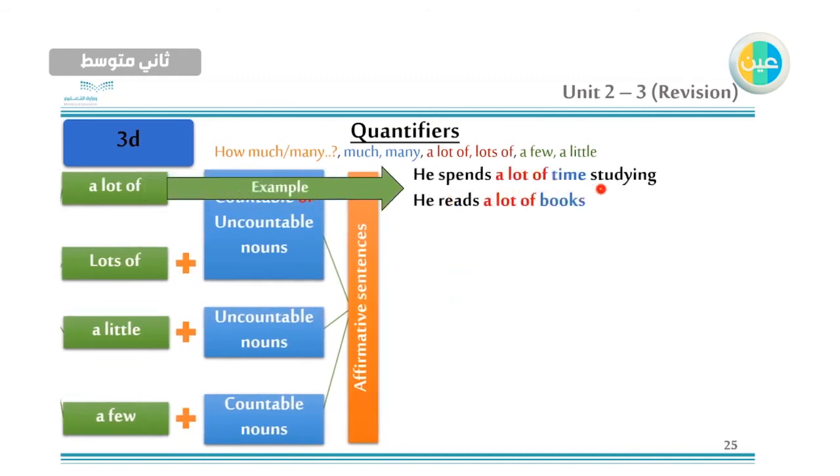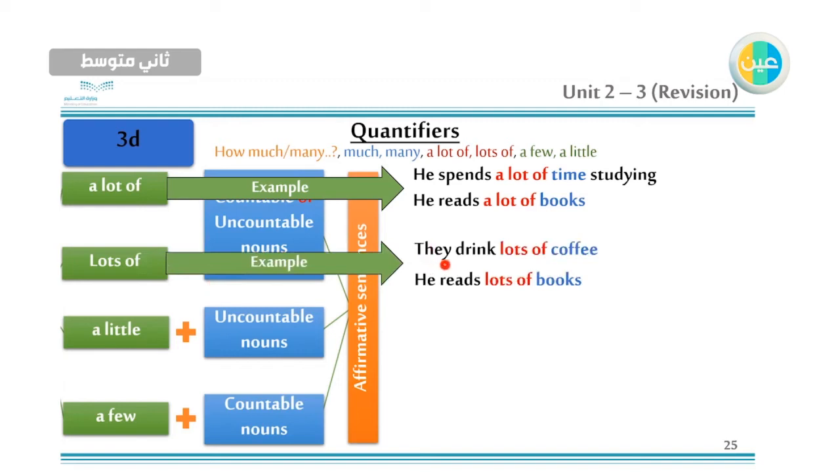He spends a lot of time studying. He reads a lot of books. So uncountable, countable. We use it with both. The same goes with lots of. Here's an example. They drink lots of coffee. Uncountable. He reads lots of books. Countable. So we can use it with both.